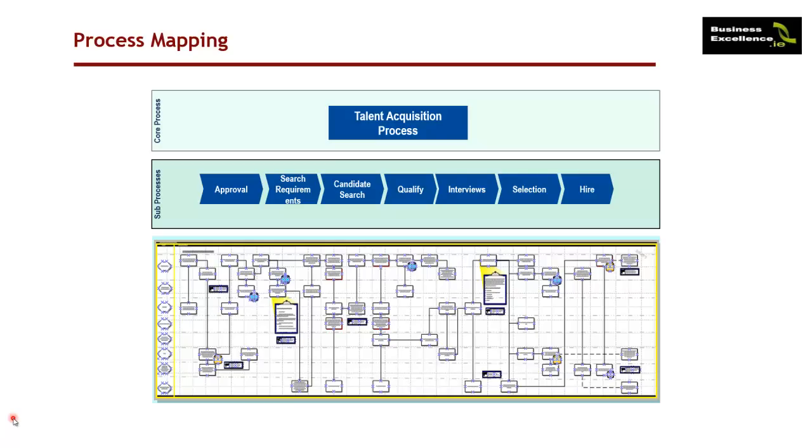Process measurement can happen at different levels. So we can have a very high level process map, as in what we identify here as the talent acquisition process. Then underneath that we can have a sub-process, which in this case is made up of approval, search requirements, candidate search, qualify, interview, selection, and hire. And underneath that we can have a much more detailed process, identifying all of the individual steps that take place in each one of the activities. We can also include things like who's responsible to actually complete each one of these steps. How long does it take? What resources do they need, etc.